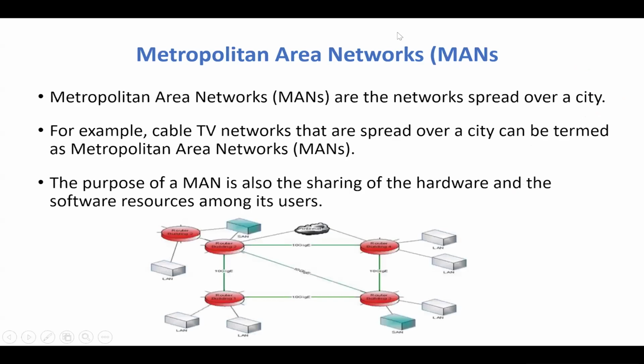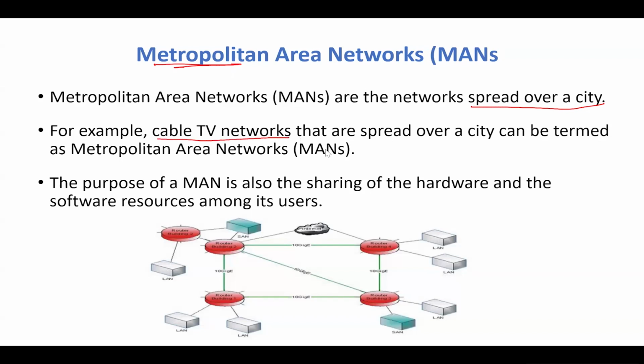The next type of network that we will be seeing is a metropolitan area network or MAN. So what is this MAN? Metropolitan area networks are the networks spread over a city. So metropolitan, you usually say metropolitan city. So when it is spread across a city, a bigger area than your local area network, it is called a metropolitan area network. For example, cable TV networks.